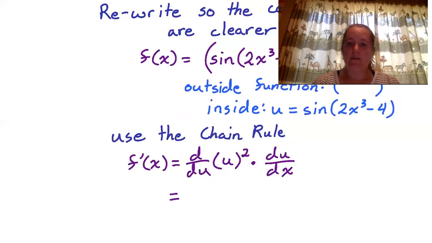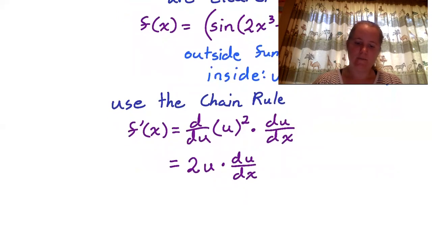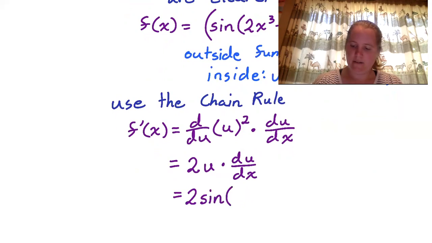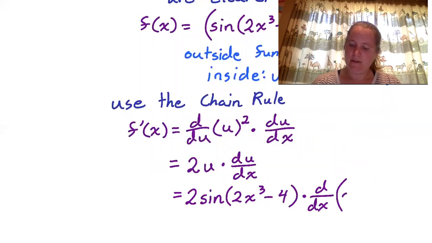So the derivative of u squared, we can use the power rule. That's just 2 times u. And then we multiply by the derivative of u with respect to x. Now we are going to plug back in u. So this is equal to 2 times the sine of 2x cubed minus 4 times the derivative of sine of 2x cubed minus 4.